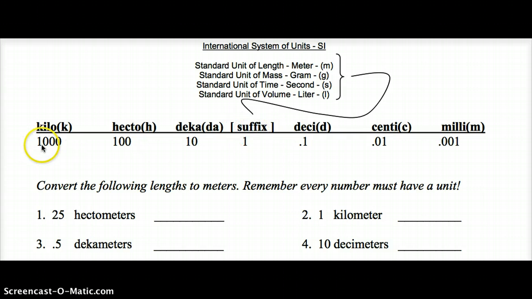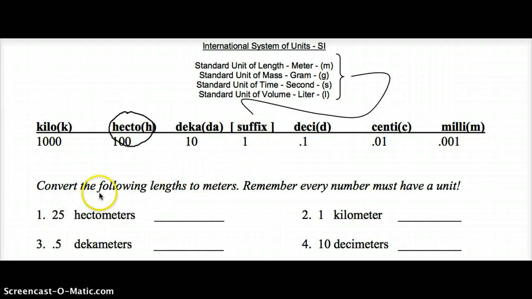So it's a nice, neat system because as we decrease by 10 or increase by 10, we have different prefixes to describe that number. So for instance, if I want to convert from, let's say, 25 hectometers into meters, I noticed that my hectometer is 100 of a meter, or of the suffix. In this case, we're going to put the meter in.